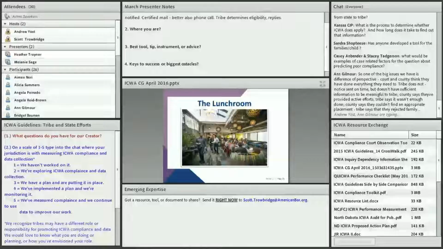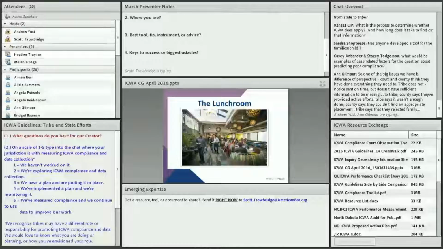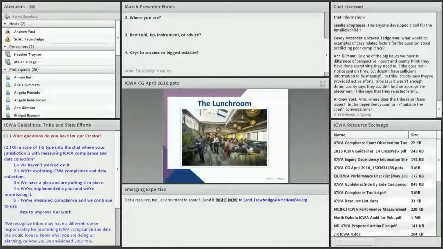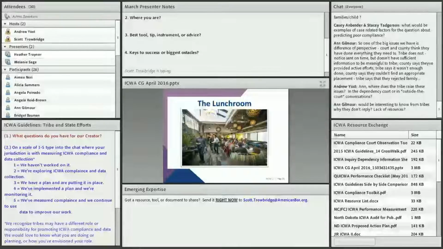And Melanie, this is Heather. I can speak to that a little bit. As far as when it's being flagged in the Odyssey case management system, from what I understand, it's as soon as they send that notification to the tribe, they're flagging that as an ICWA eligible case. Yeah.